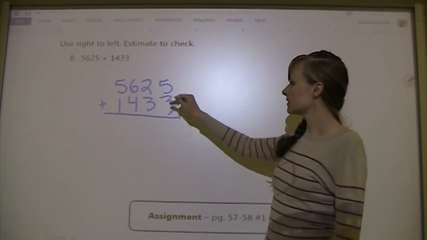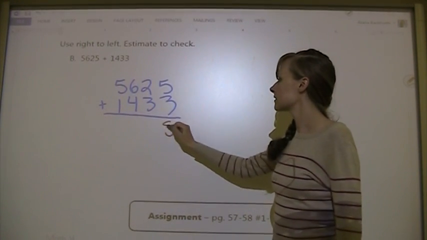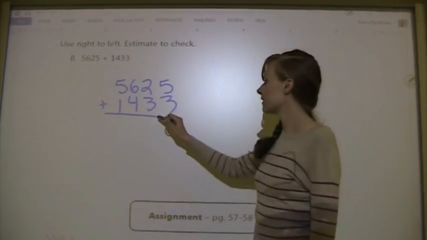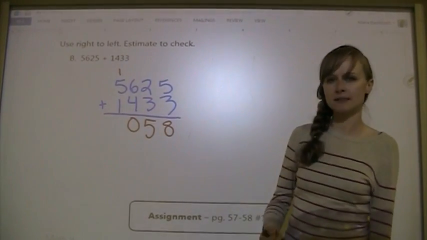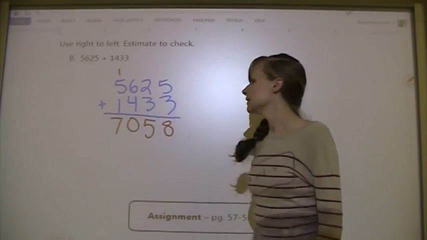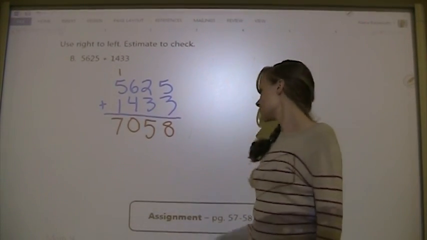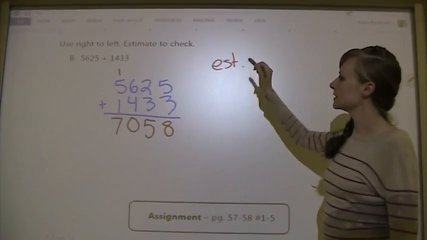Okay, so we start on this side then. So 5 plus 3 is 8. 2 plus 3 is 5. 4 plus 6 is 10. And 5 plus 1 plus another 1 is 7. So 7,058. Let's estimate to check and make sure that this is a reasonable answer.